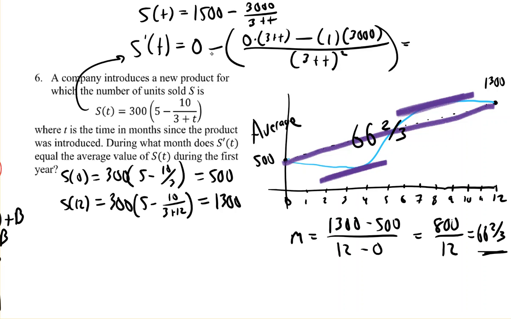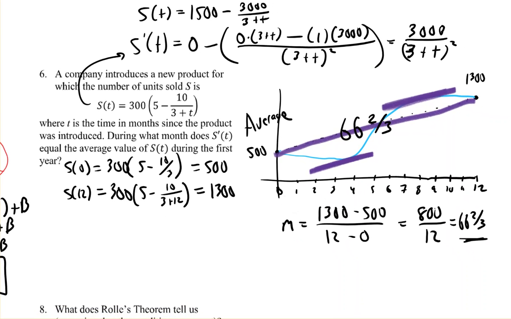So 0 minus, and then this would go to 0. This would be negative 3,000, but if I multiply this negative to that, that would be positive 3,000, over 3 plus t squared. Okay, so the derivative is like a formula that will tell me the instantaneous slope for any value of t that I want, for any month.